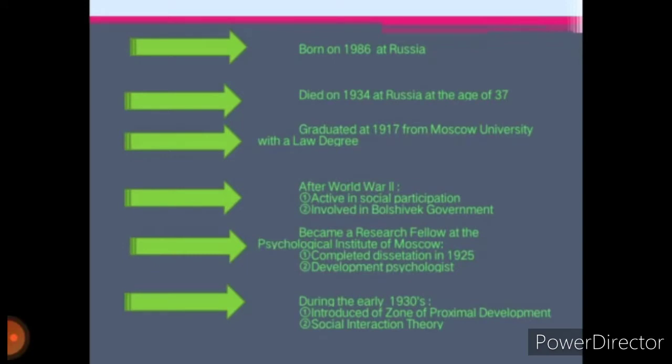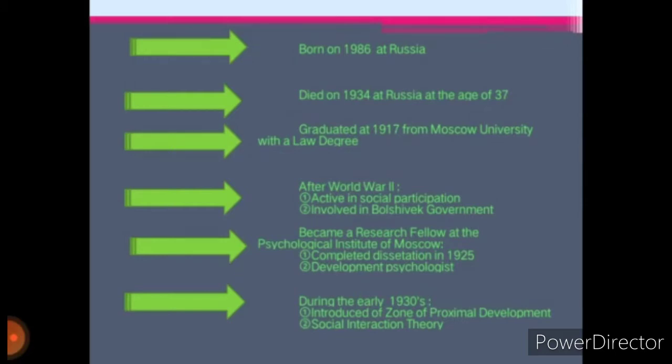He was born on the 5th of November 1896 in a small Russian town. He died on June 11, 1934, at the age of 37 because of tuberculosis. He enrolled in medicine as his profession allowed Jews to practice outside the Jewish settlement.